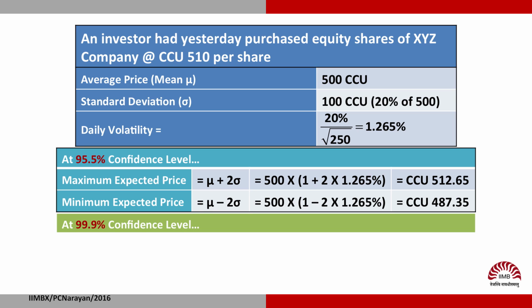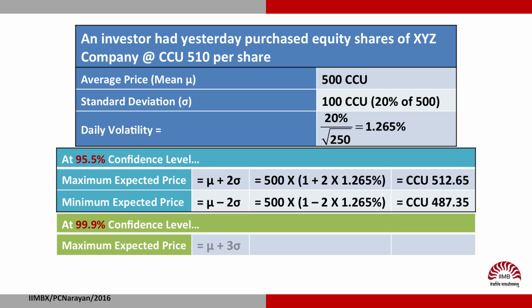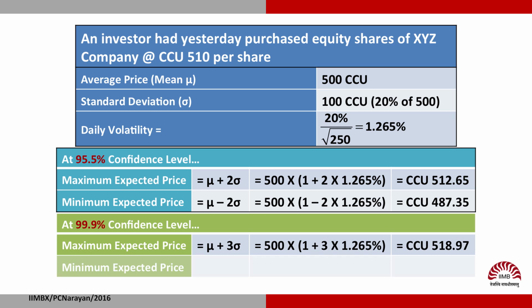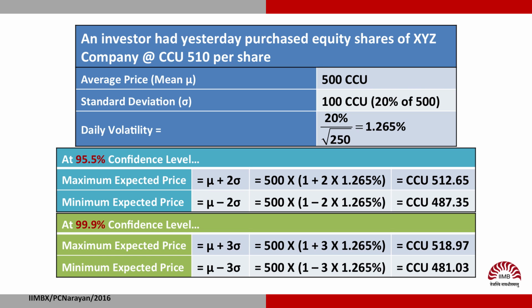And at 99.9% confidence level, instead of the 95% confidence level that we used earlier, the maximum price would be mu plus 3 sigma, which is 500 into 1 plus 3 into 1.265%, or 518.97 currency units. And the minimum price would be mu minus 3 sigma, which is 500 into 1 minus 3 into 1.265%, or 481.03 currency units.